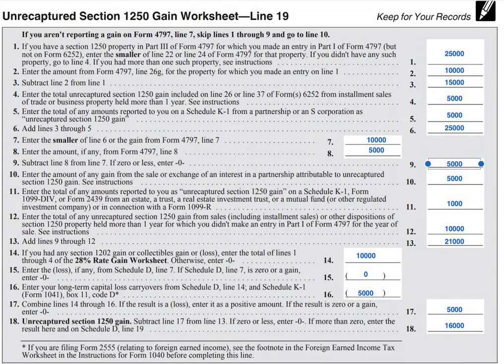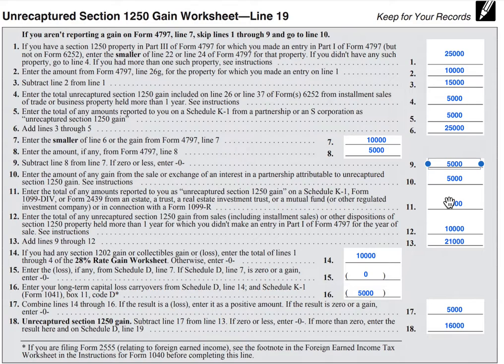In line 11, we're going to enter the total of any amounts that were reported to you on a Schedule K1, Form 1099-DIV, or Form 2439 from an estate, from a trust, from a REIT, a real estate investment trust, or a mutual fund or other regulated investment company, or in connection with a Form 1099-R. So any of those amounts from a K1, Form 1099-DIV, Form 2439, or Form 1099-R. In this case, we're going to enter $1,000.